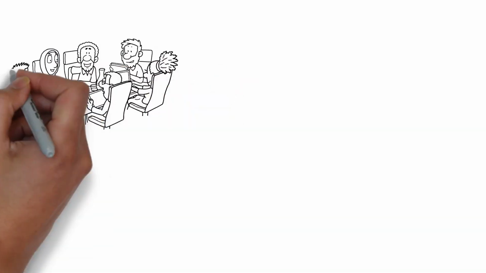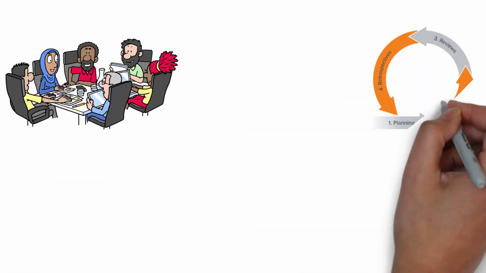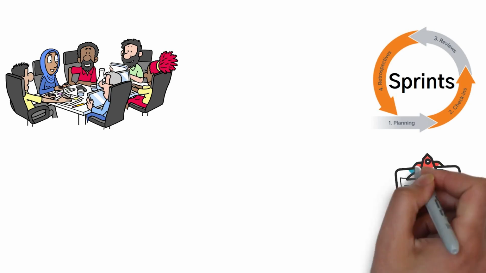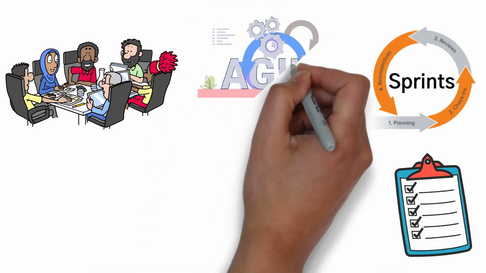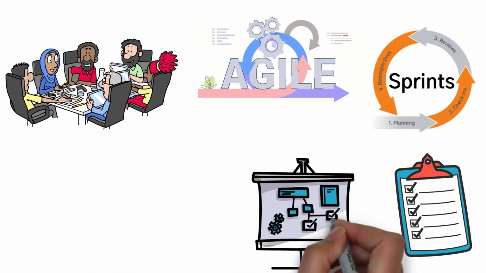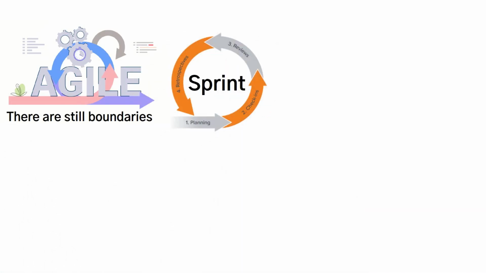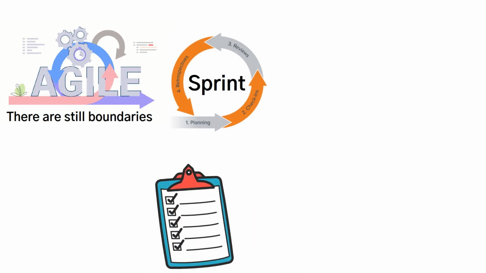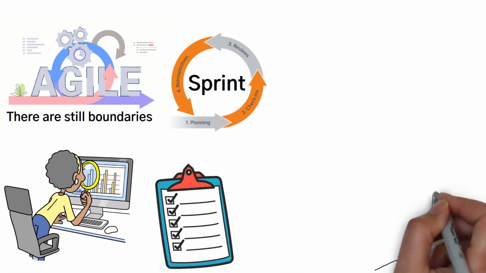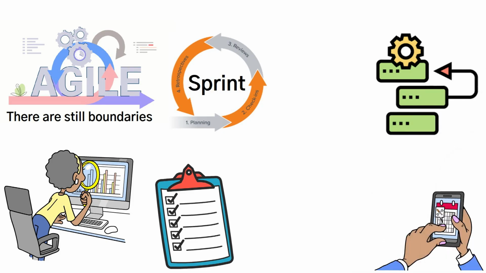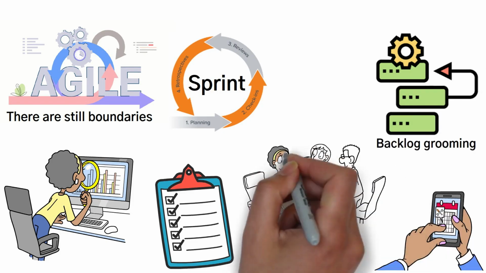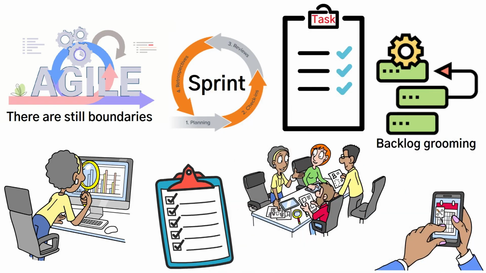Since Agile teams work in short cycles, known as sprints, they can quickly adapt to new requirements. This adaptability makes Agile particularly well-suited to projects where the final outcome may not be fully known at the start. But even in Agile, there are still boundaries. Uncontrolled additions to a sprint are discouraged. Any new requirements that come up mid-sprint should be evaluated and scheduled for future sprints. Regular backlog grooming and prioritization ensure that the team stays focused on the most important tasks.